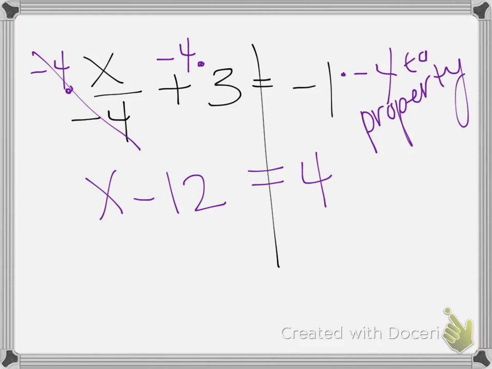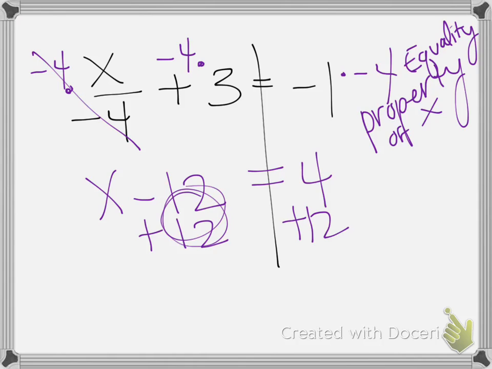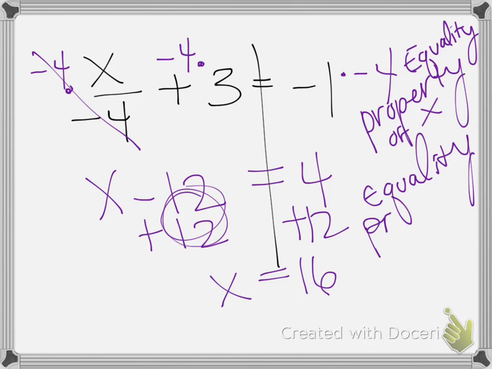So you could do it first. So equality property of multiplication. Then the next step would be to just add the 12 to get the x by itself. We got 0 and x is 16. And then we'd have equality property of addition.